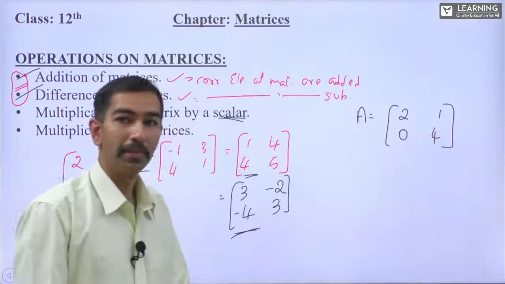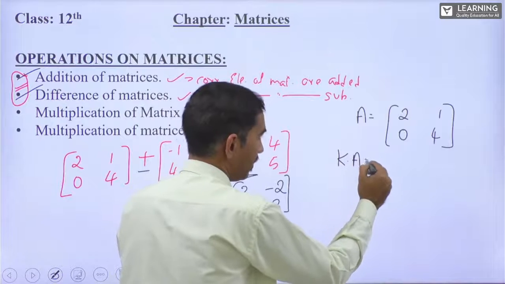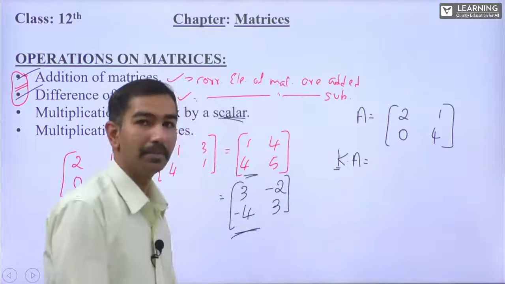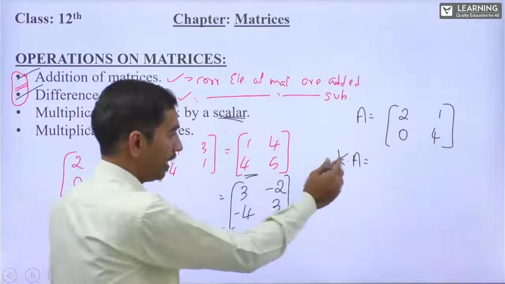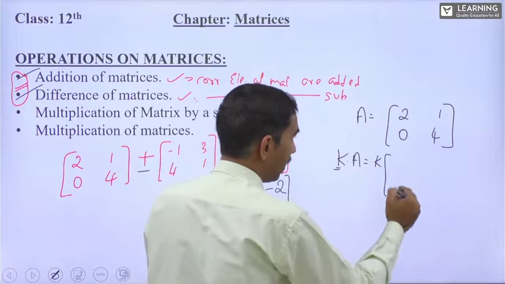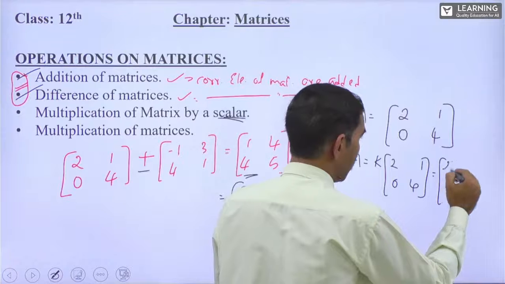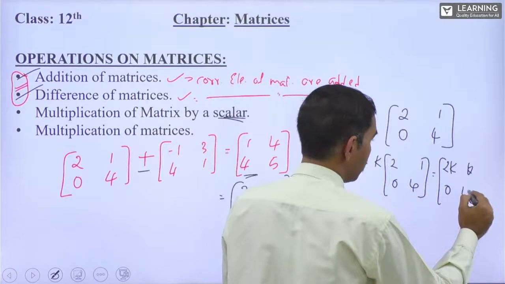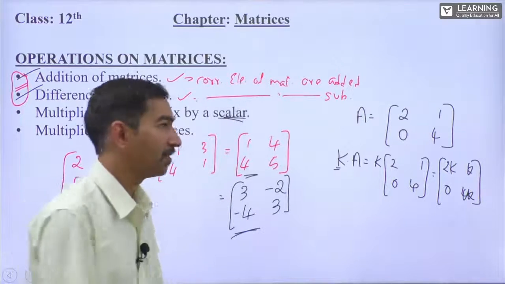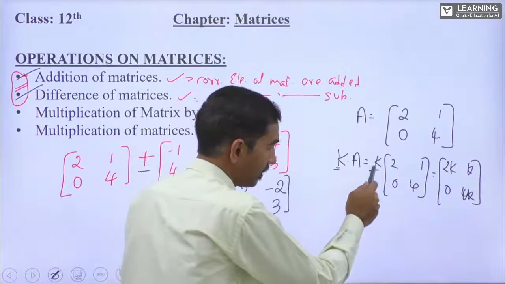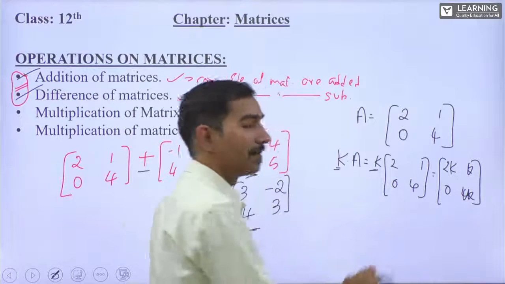What is scalar multiplication of matrix? That is nothing but K dot A. What is this K, students? This K is a scalar, which means it is any constant, either positive or negative. So what is K dot A? K dot A is written as K of 2, 1, 0, 4, which is equal to 2K, K, 0 and 4K. So scalar multiplication of matrix means a constant multiplied with the matrix, and this constant gets multiplied with each and every element of this matrix.